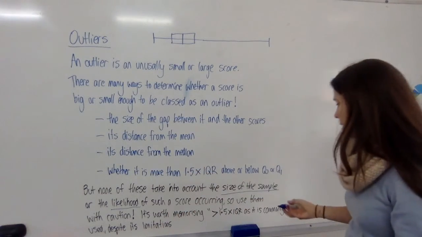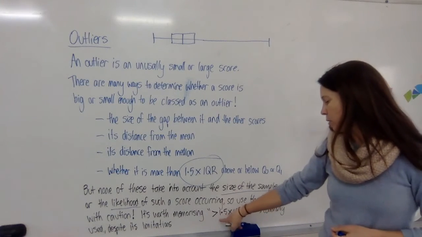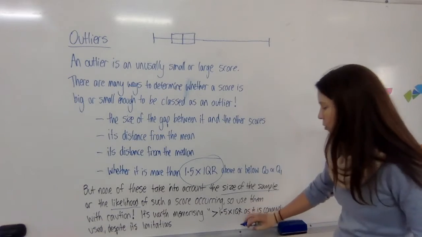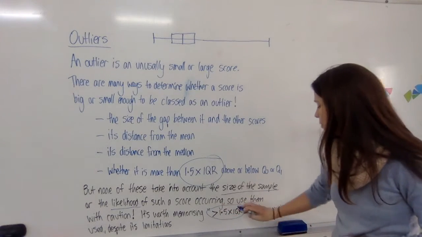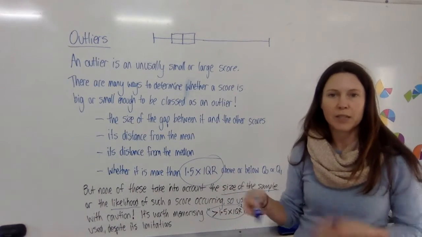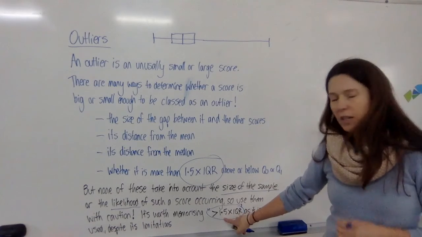Now, having said that, this last one is worth remembering. Is it more than 1.5 times the interquartile range? I should write in there above or below the Q3. I've just been a little bit lazy referring to that one. That one's worth remembering because we do use that sometimes in textbooks. You might see it in a question, but just remember that we need to use it with caution.